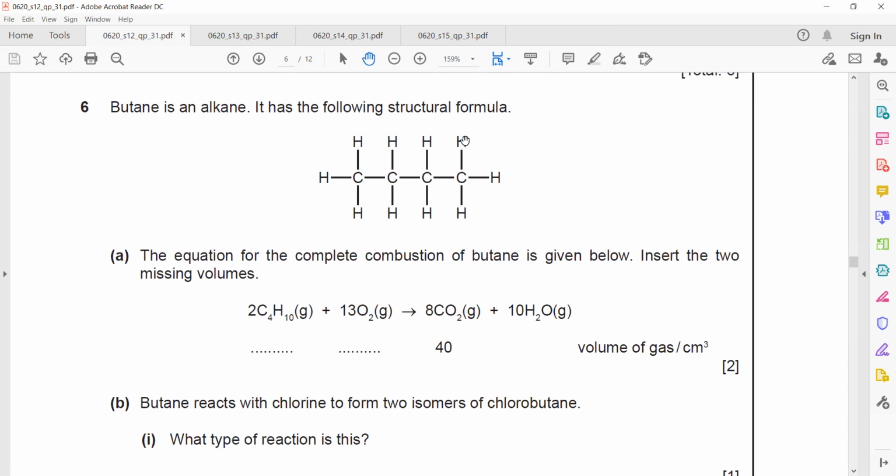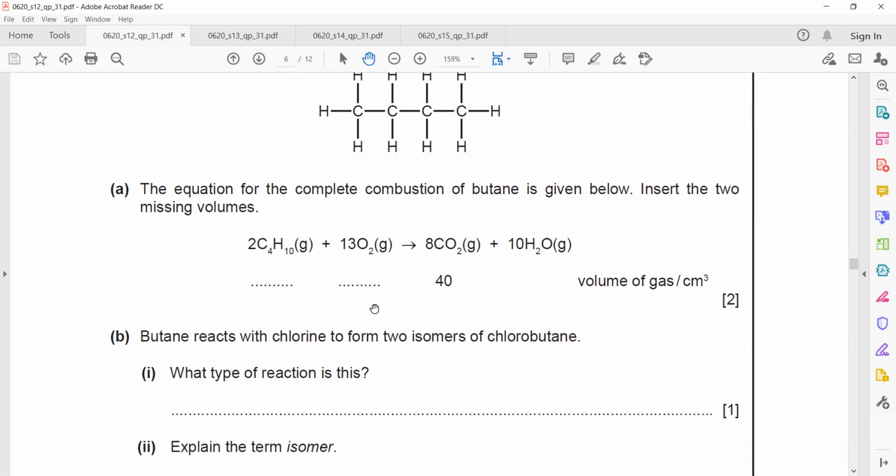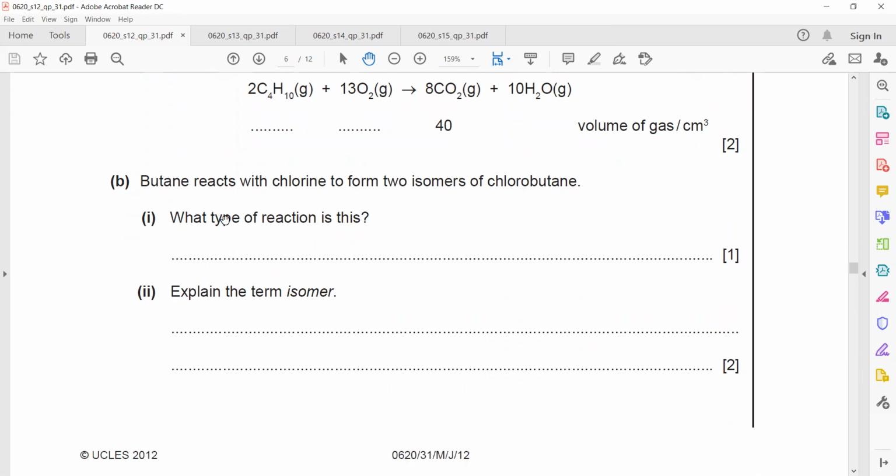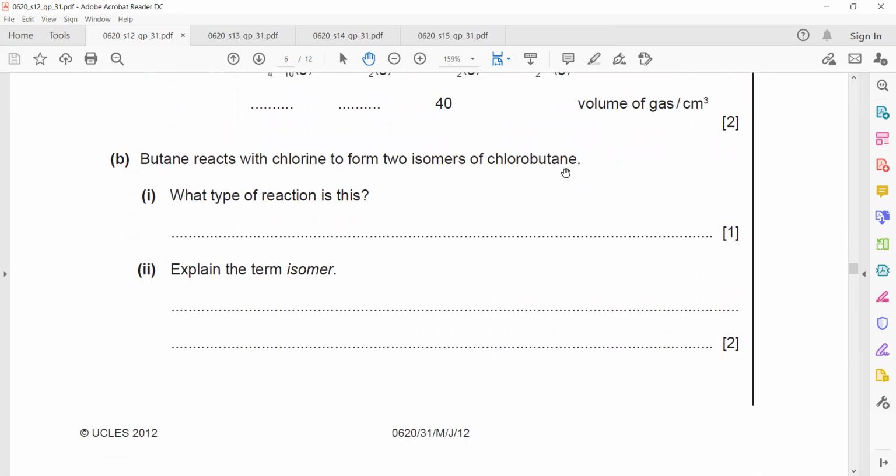Butane is an alkane. It has the following structure. The equation for complete combustion is given. Insert the missing volume, that is related to stoichiometry. Butane reacts with chlorine to form two isomers of chlorobutane. What type of reaction is this? When an alkane reacts with a halogen, we call that a substitution reaction. And isomers, the term isomer means they have the same molecular formula but different structures.